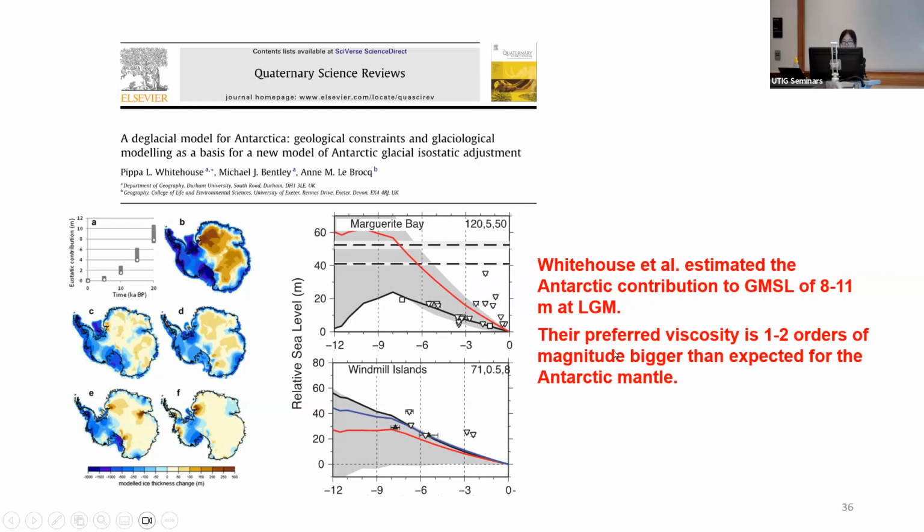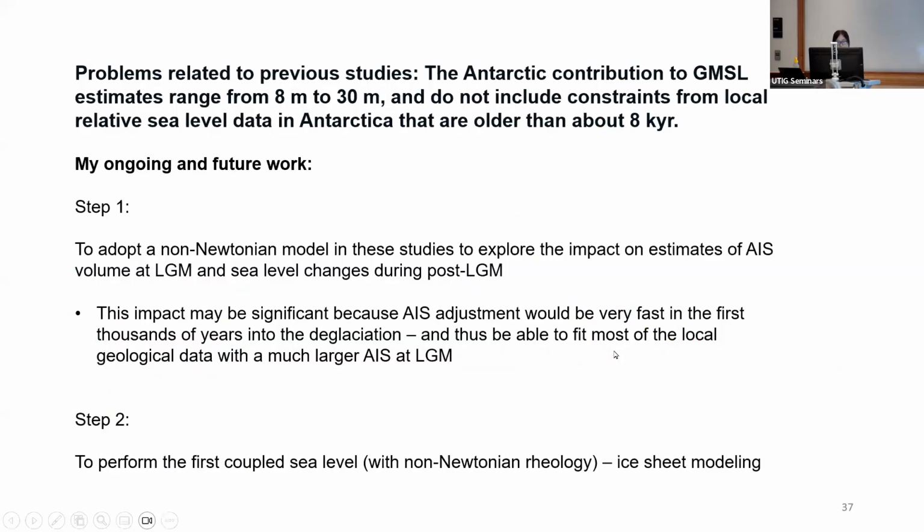So you can see all of those studies differ a lot. The range is from 8 meters to 30 meters, right? For only the Antarctic part. And all of those studies do not include strict constraints from local relative sea level data in Antarctica that are older than 8,000 years ago, because the data we collected can only go back to 8,000 years ago. We know nothing about the previous ice sheet evolution in Antarctica older than 8,000 years ago.